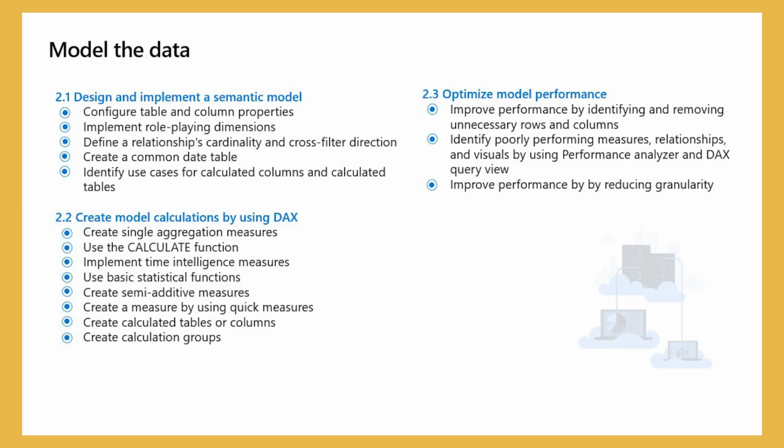The next module, module 2, is about modeling the data. This basically covers two concepts you need to know: the semantic model and the DAX concept. So you need to know about cardinality. What is cardinality? The different types of cardinal relationships you need to know. Next, how do you configure the table and column properties?